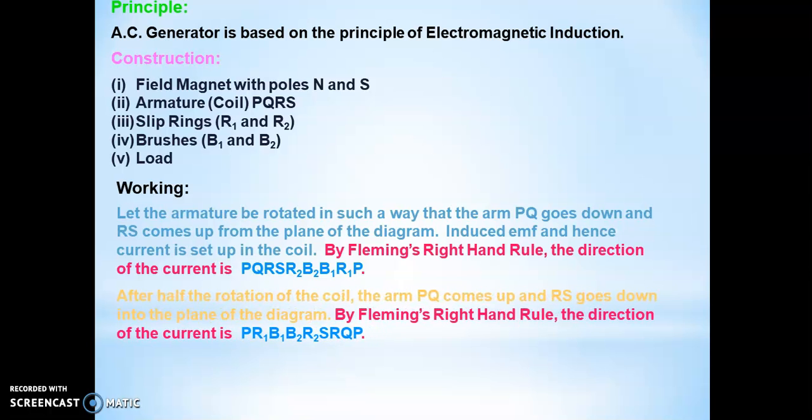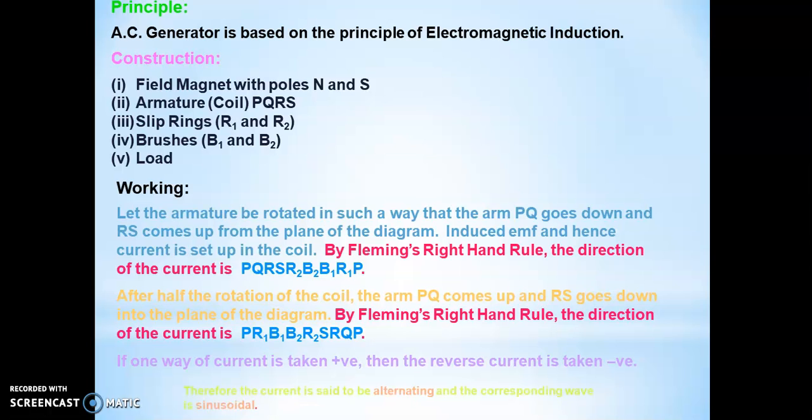See, after half rotation, the arm PQ comes up and RS goes down into the plane. Then by Fleming's right hand rule, the direction is reversed. See, PR1 B1 B2 R2 S R QP. This we have seen in the previous slide. If the one way is taken positive, then reverse will be negative, and therefore the current is said to be alternating, and it's a sinusoidal current.